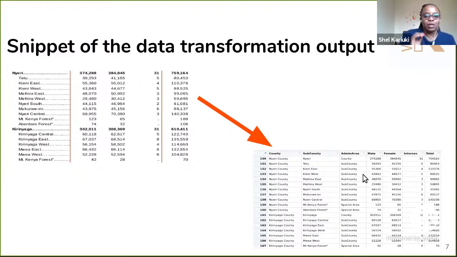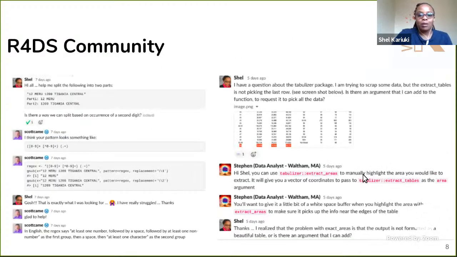So assuming that someone will be interested in carrying out county-level data analysis, you will need a variable that will be able to distinguish counties from sub-counties, especially when it comes to filtering. That will be a variable that will be very important. And that was one of the data manipulation tasks that I carried out.